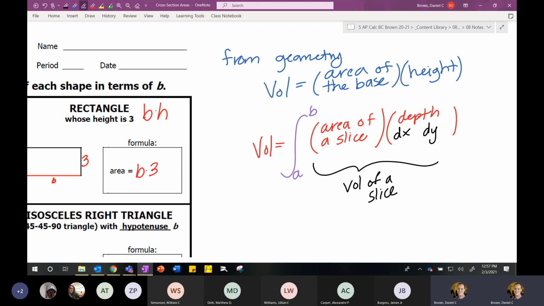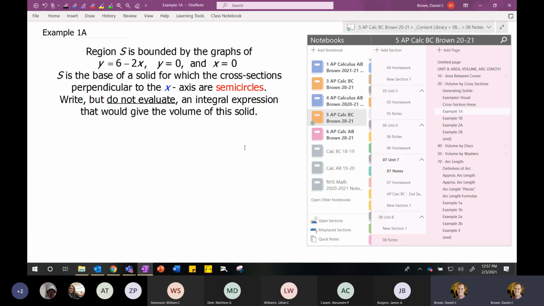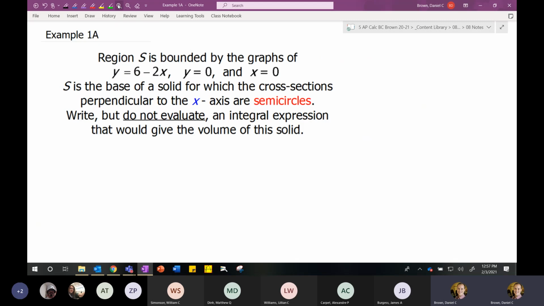How do we determine if it's going to be dx or dy? The exact same way we did area. So if your slice is going from top to bottom, you're going to do a dx problem. If your slice is going from right to left, then it's going to be a dy problem. These problems of volume by cross section are literally just like area with one extra step. So let's look at the first example and then we'll see where we're at in terms of questions.